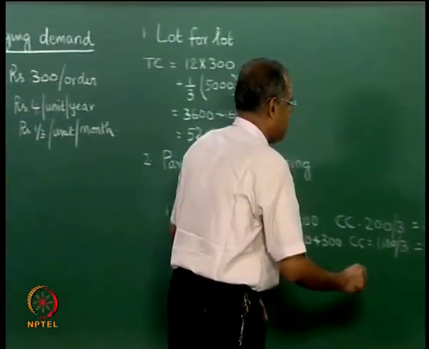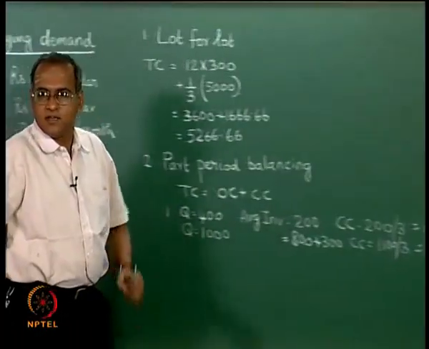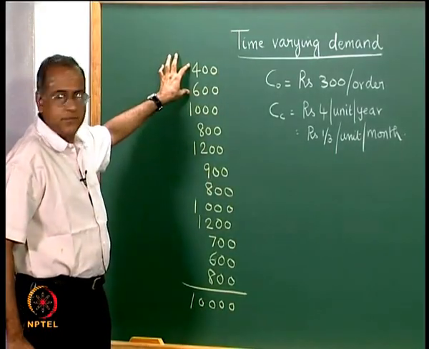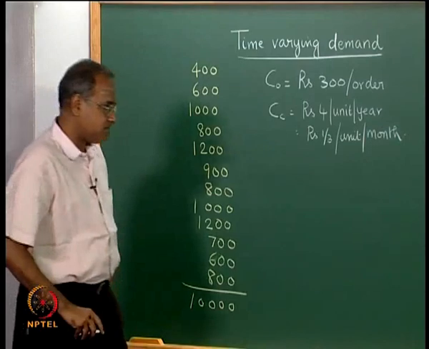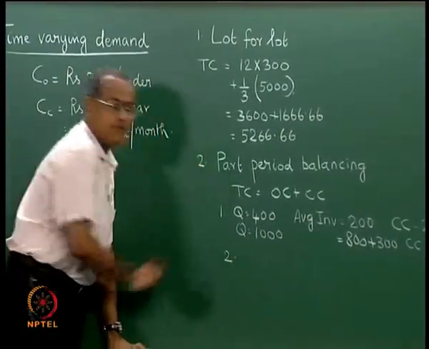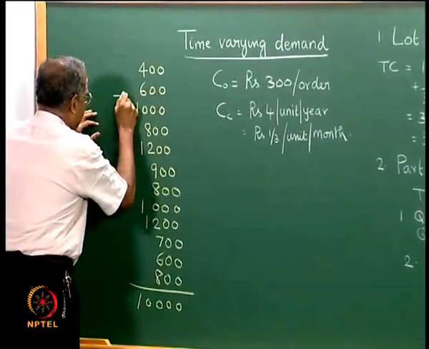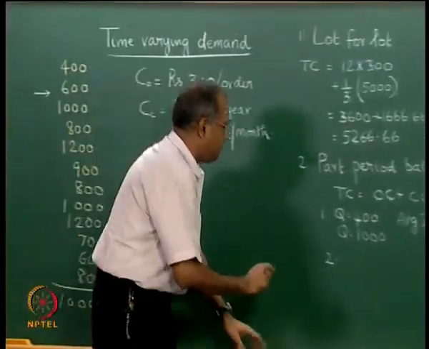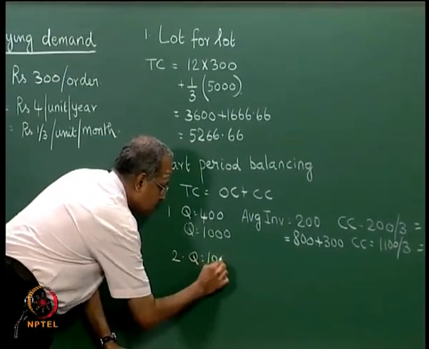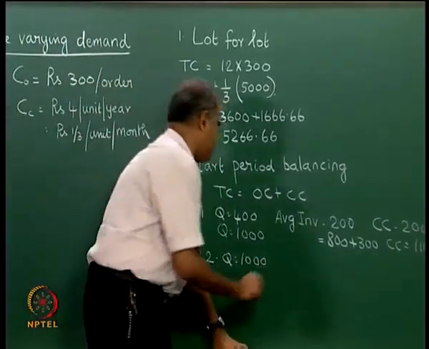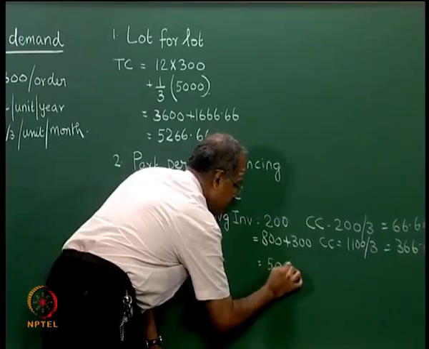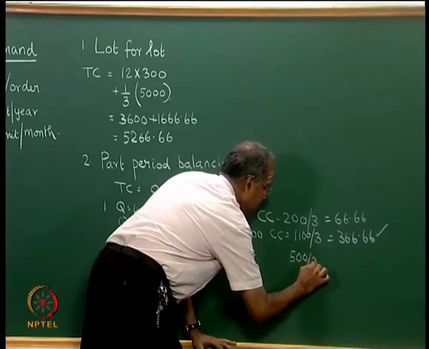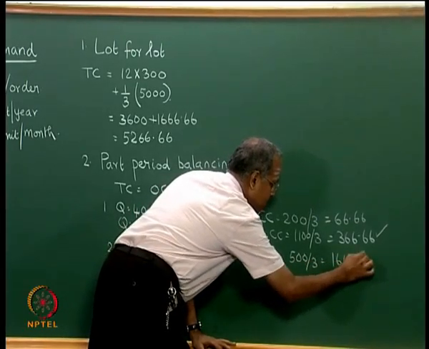So now we pick this and we say that in the first order we would order for 1000, which is bringing these two things together. Let me explain the second computation also. Then you move to 2. It means right now we have finished ordering up to this. So we will first look at Q equal to 1000. The average inventory is 1000 divided by 2, which is 500. So the carrying cost is 500 divided by 3, which is 166.66.